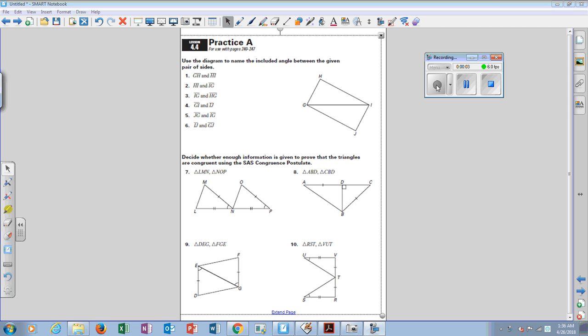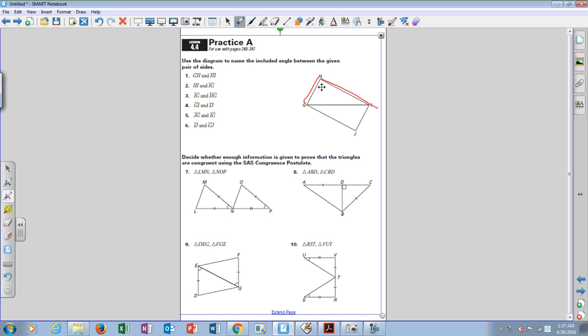All right, here are the exercises from 4.4a through C. 4.4a. Use a diagram to name the included angle between the given pair of sides. So the included angle has to be the one that is directly in between them. So we have GH and HI. It's like this. The angle is right there, which would be H.